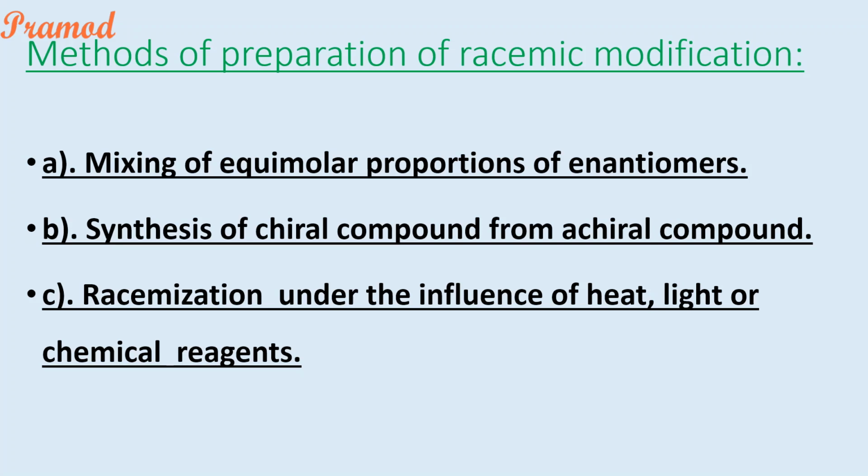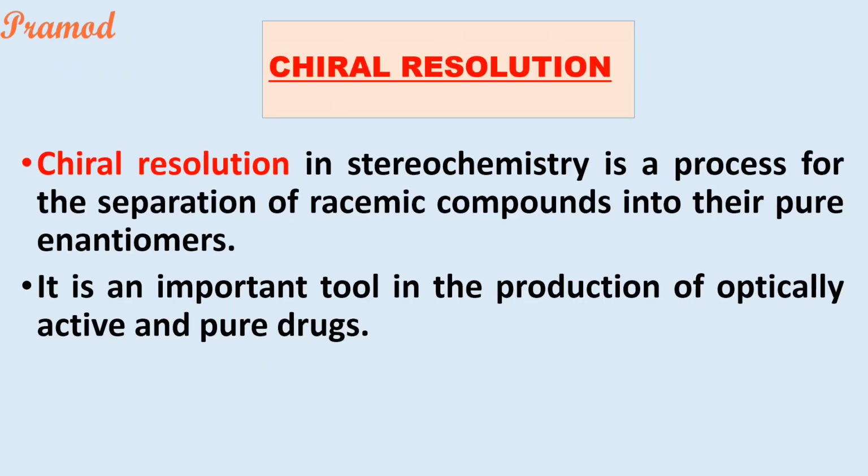Racemization under the influence of light, heat and chemical reagents. You can use different chemical reagents to convert your optically active compound into an optically inactive, that is, racemic, compound. So these are the three methods for preparation of your racemic modification.